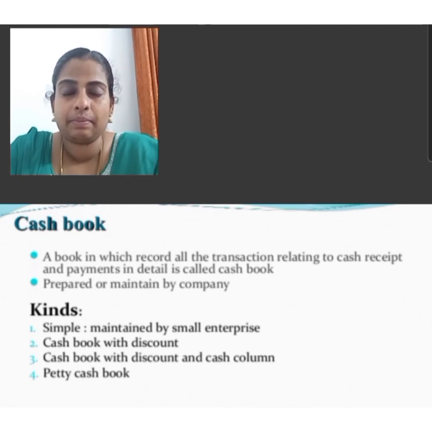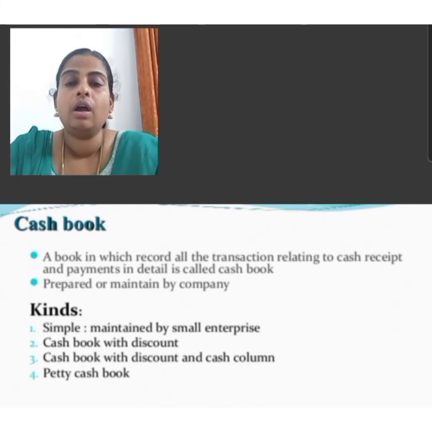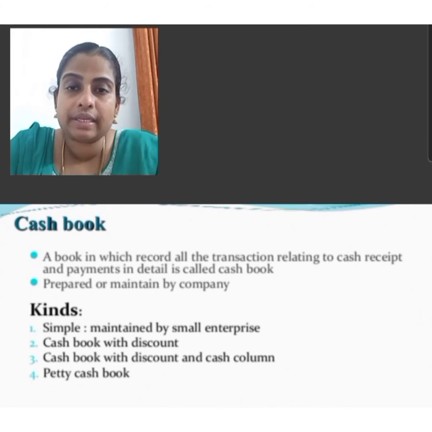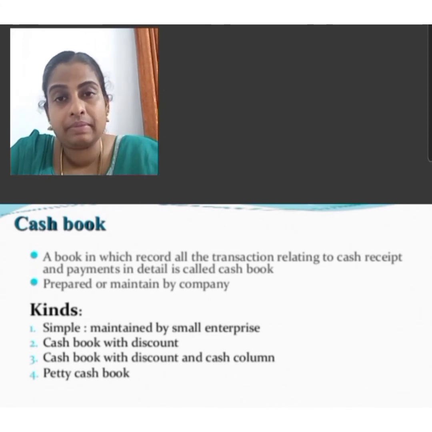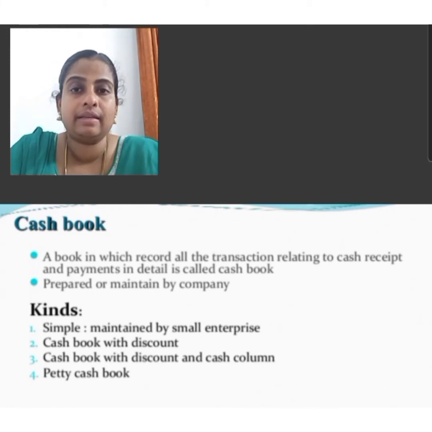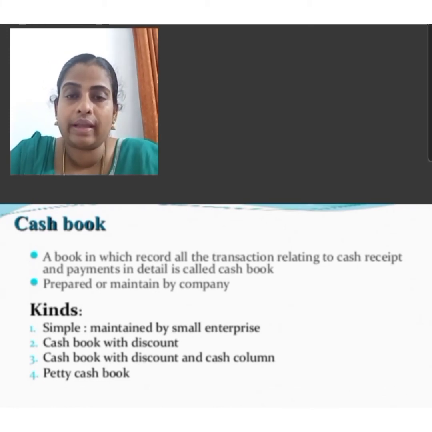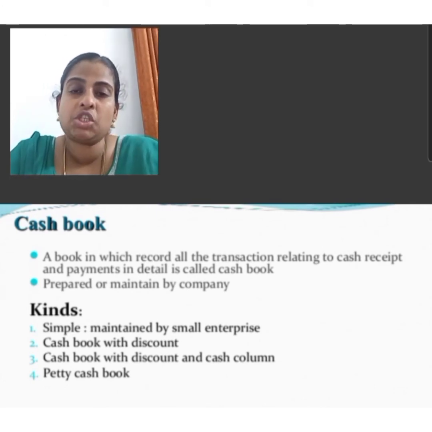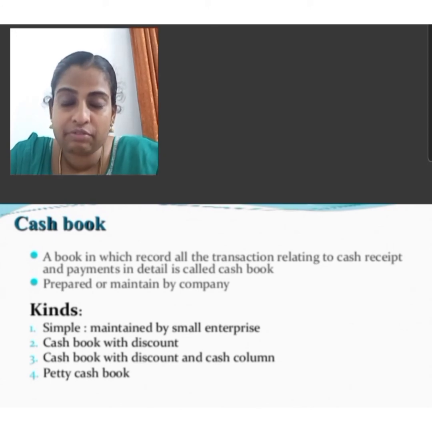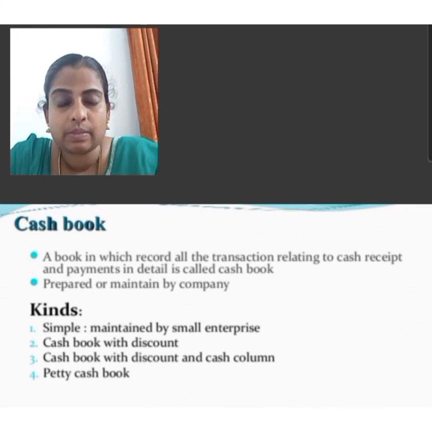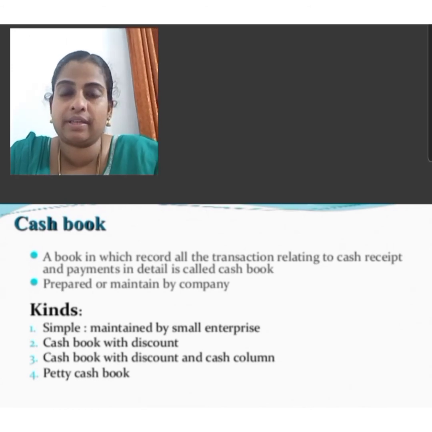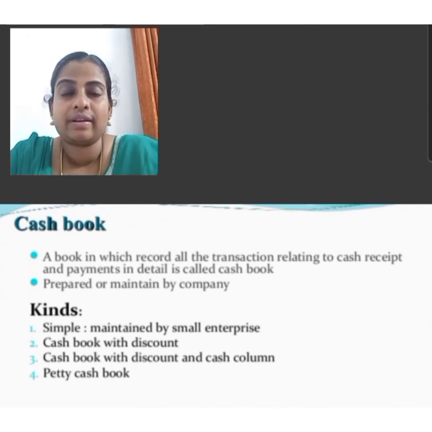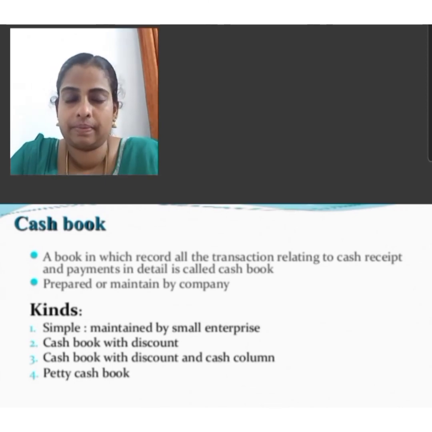Double column cash book is a book in which we record both cash transactions and bank transactions. For example, money deposited in the bank or withdrawal of money from the bank, etc. It also records any payment made by the company through check. For example, salary paid by check, interest paid by check, commission paid by check, or amount paid to creditor by check. All receipts should also be recorded in the cash book.